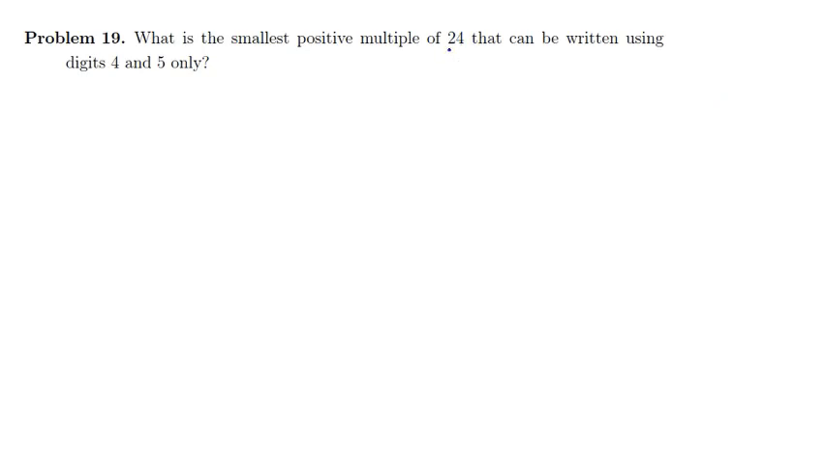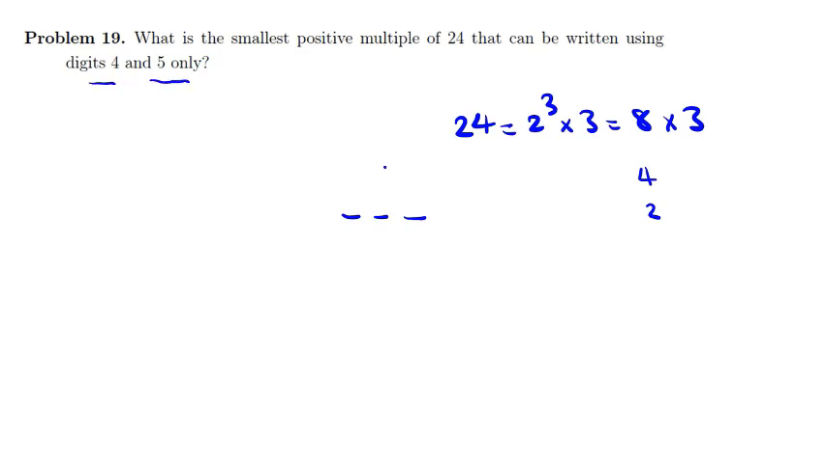Okay, because it is a multiple of 24, you should prime factorize. 24 is 2 cubed times 3, which is 8 times 3. So if you consider 8, the last 3 digits must be a multiple of 8. When the number is a multiple of 8, it's also a multiple of 4 and a multiple of 2. Digits 4 and 5 you can only use. So the last digit, the rightmost digit, should be even, so you should place 4 here. So this number is 54 or 44. Because it is a multiple of 4, 54 is not.